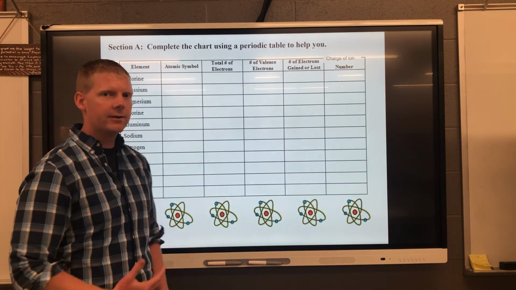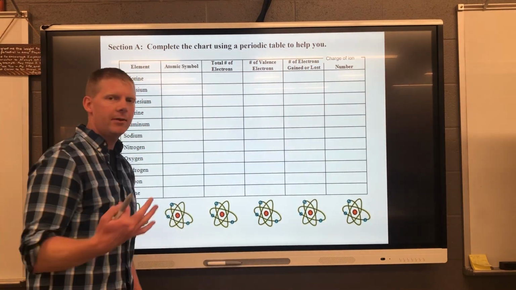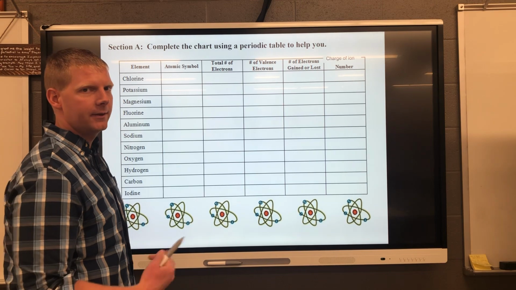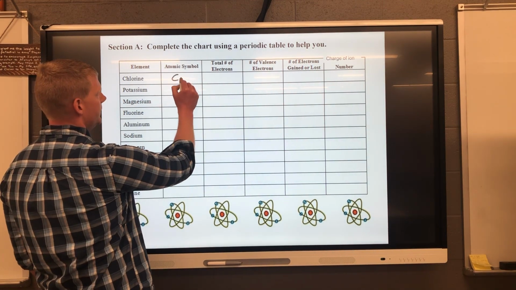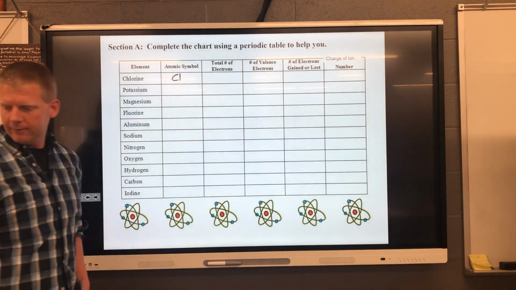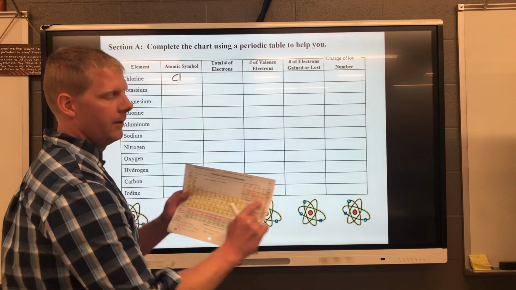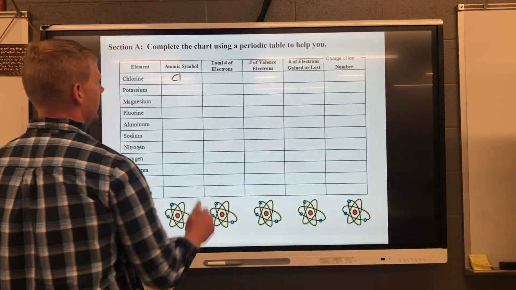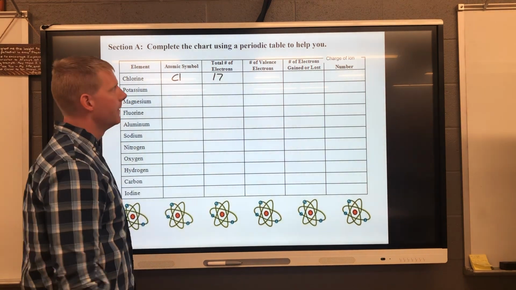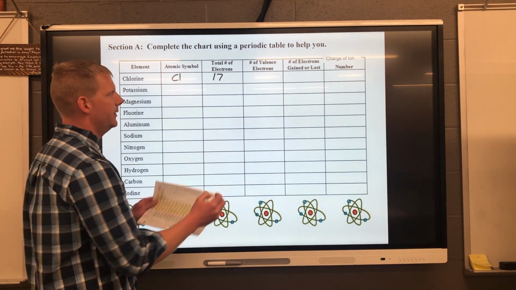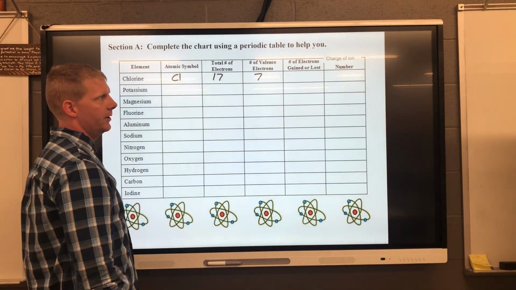All right, so this chart's going to help us out. So we're going to kind of fill in this chart here. I'll help you through two, and then you can fill in the rest, and we'll check your answers here. So chlorine, atomic symbol, Cl. Total number of electrons, you find that by looking at the atomic number. So it has 17 protons, so it's going to start with 17 electrons. Number of valence electrons, we talked about, it's in group 17. So it's going to have 7 valence electrons.